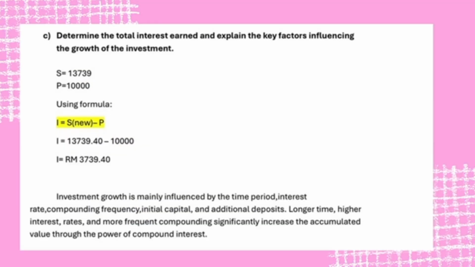So for question C, we use the new S, which is 13,739.40, and P is 10,000. We're using the formula I equals S minus P. So we get 13,739.40 minus 10,000, and then we get 3,739.40 ringgit. So the conclusion is that investment growth is mainly influenced by the time period, interest rate, compounding frequency, initial capital, and additional deposits. Longer time, higher interest rates, and more frequent compounding significantly increase the accumulated value through the power of compound interest.